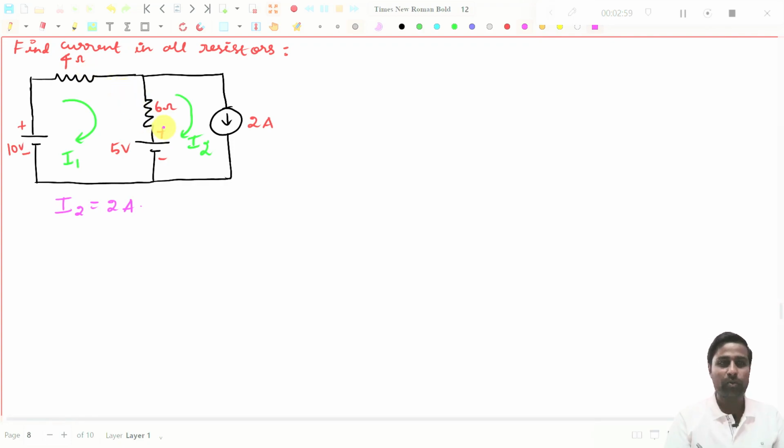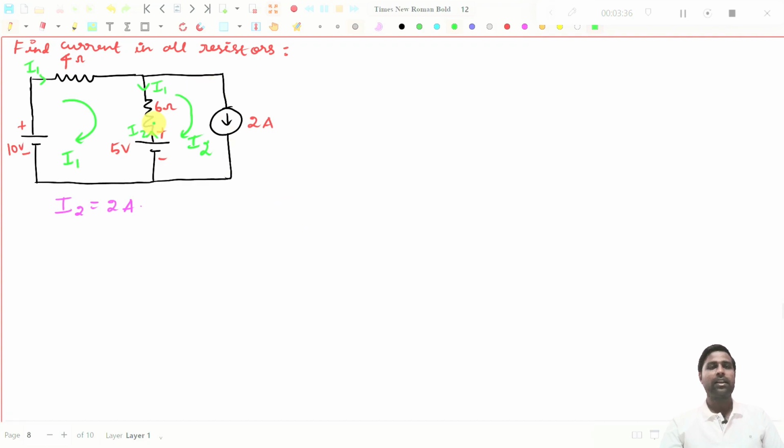So for that, you just write the current direction. This will be I1, and then I1 will come in this direction, and that's all, there is no other resistor present here. Now I2 is in this direction. There is only one resistor, so if I draw I2, I have to draw it in this direction. This will be I2, and that's all, there is no other resistance in this loop.